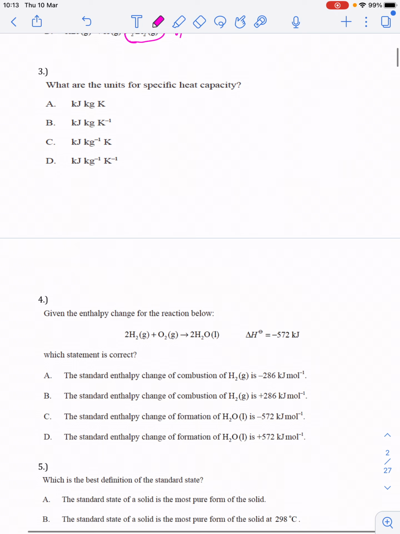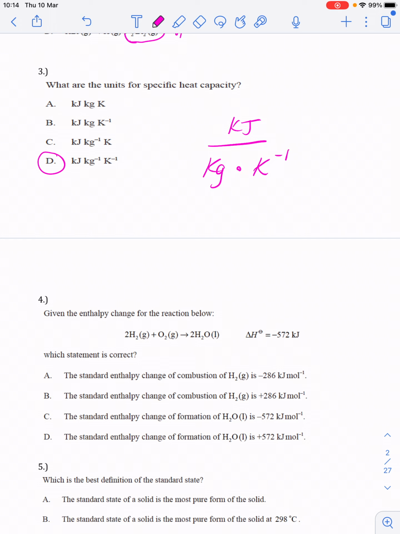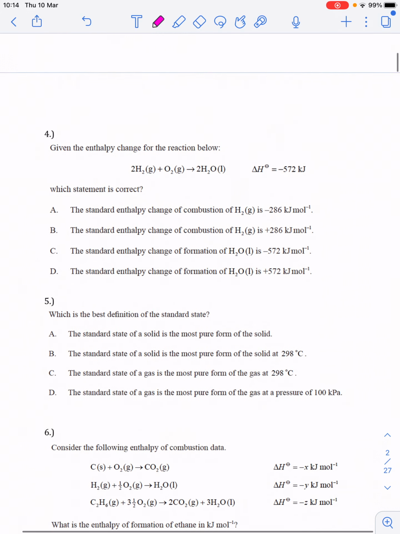Specific heat capacity, the C value for water, that's 4.18. The units have to do with the energy per mass per degree. So how much energy does it take to heat up a mass of something by a certain amount of temperature, or particularly to heat it up by 1 degree Celsius or 1 Kelvin. So the units are here. That's the energy per kilogram per Kelvin. And those minus ones mean that they're in the denominator. So it's the energy per mass per temperature change. That's why D is the best answer.